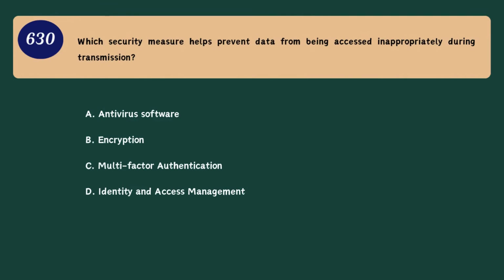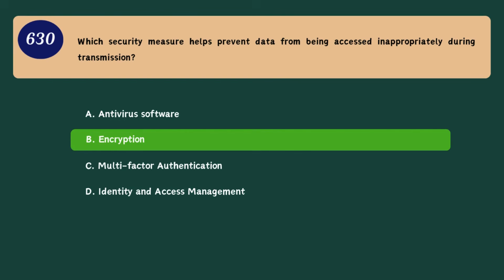Question 630. Which security measure helps prevent data from being accessed inappropriately during transmission? A. Antivirus software. B. Encryption. C. Multi-factor authentication. D. Identity and access management.